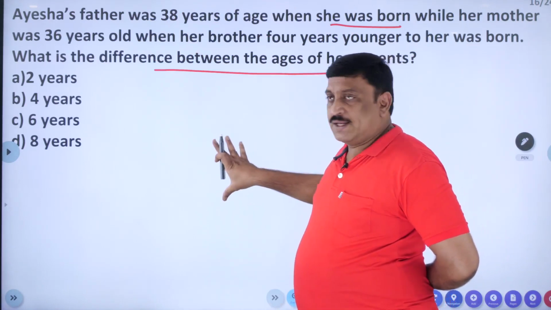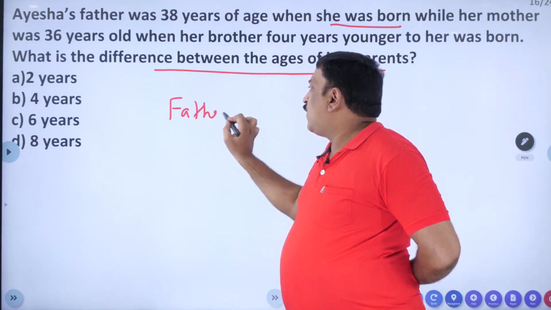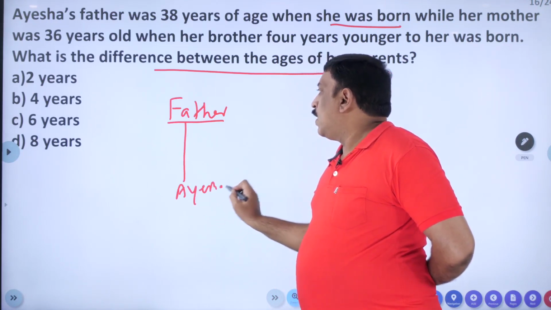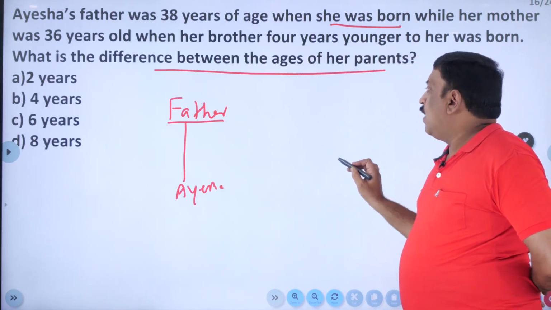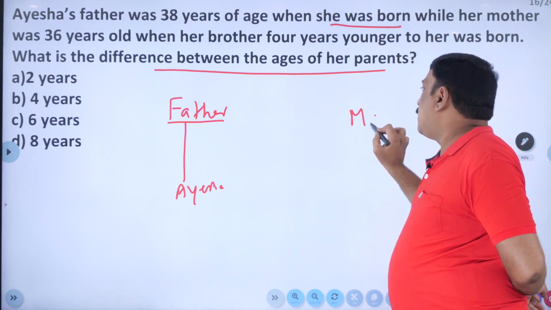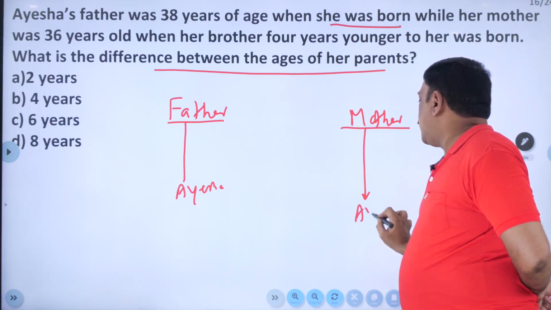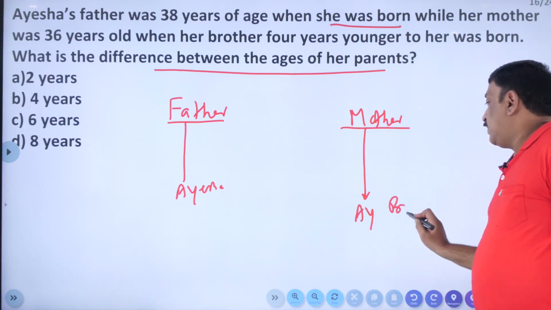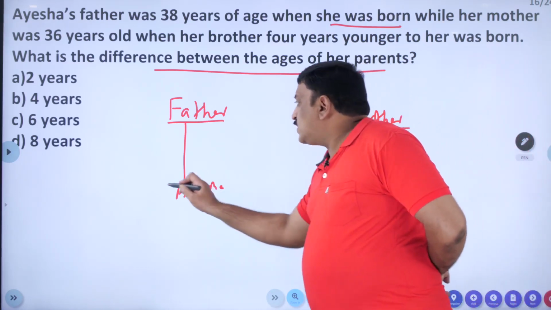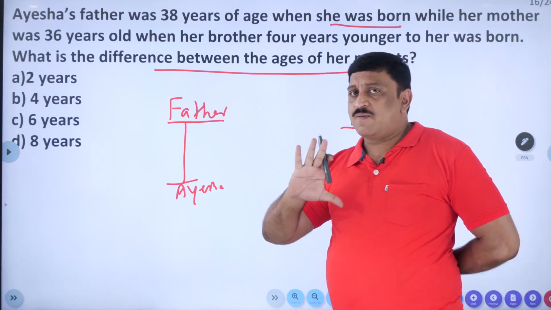So here there are 2 cases. One is father and Ayesha, and the other is mother and Ayesha's brother. Okay, fine. Always you have to keep this in mind: the difference between any 2 persons is constant.